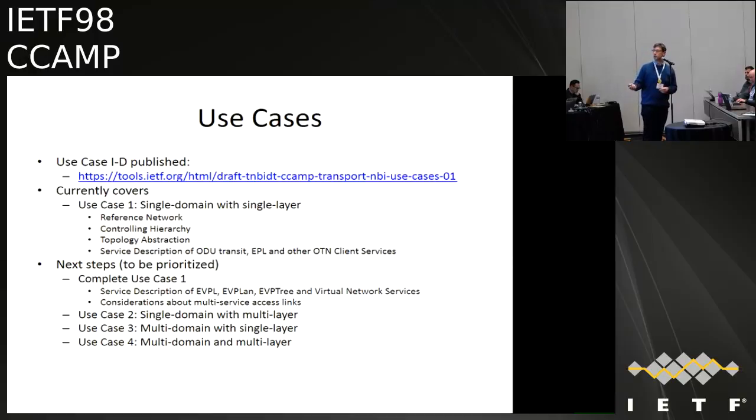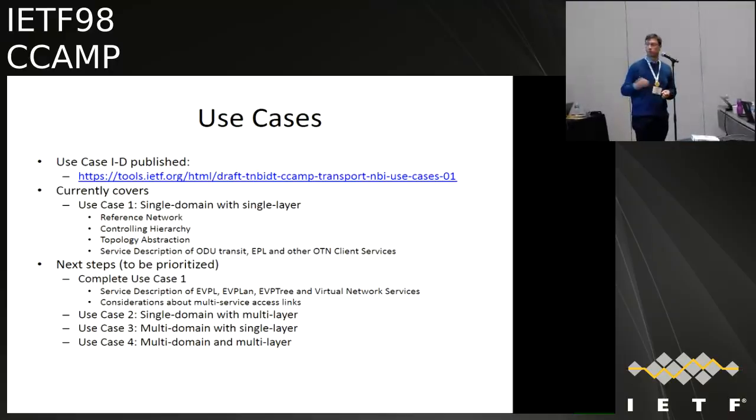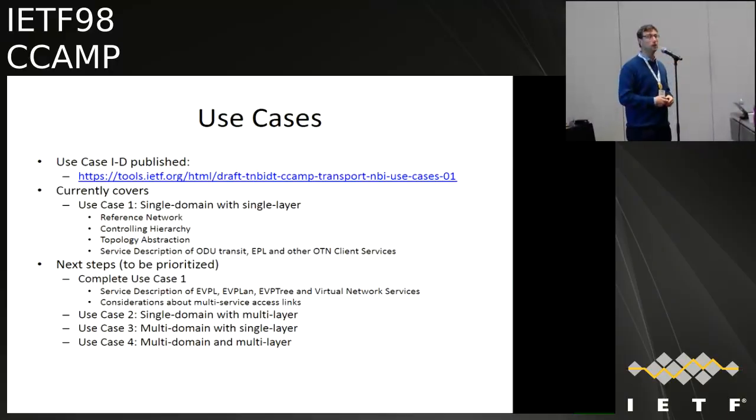For example, the ODU transit, so an ODU that starts and ends outside of our network and crosses our network, or EPL or other OTN client services. We have many clients defined for OTN like STM-N, Fibre Channel, and InfiniBand. We want to see how they can be supported.